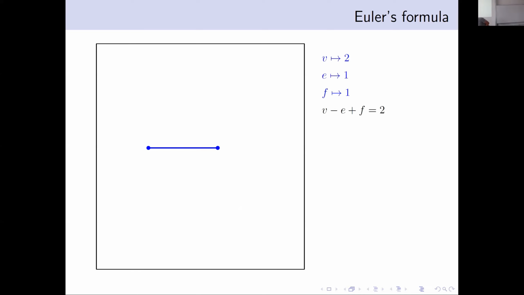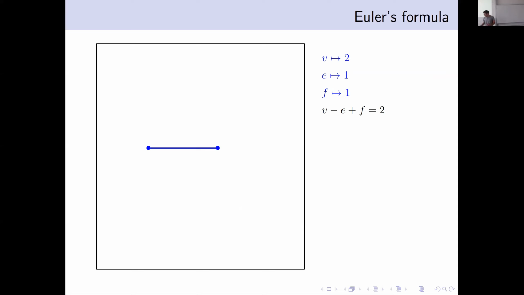And what does this edge produce? Well, this edge has two vertices. It has one edge, and there in the plane, we have one face, right? So in total, if I count the number of vertices minus the number of edges plus the number of faces, I obtain two. And then I want to produce a connected graph and maintain the connectivity throughout my construction.